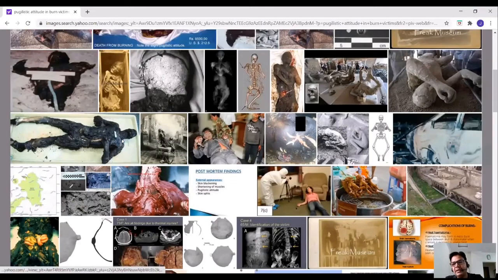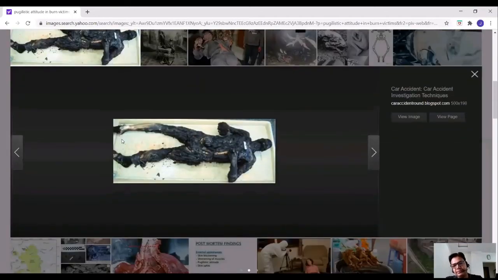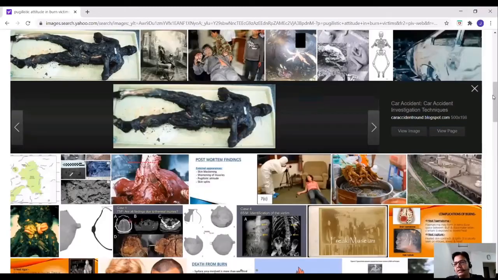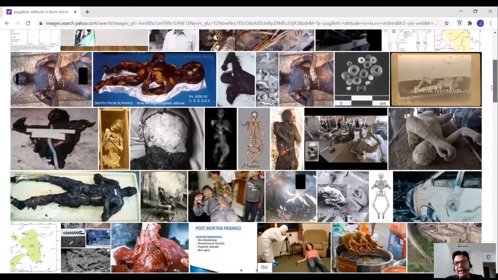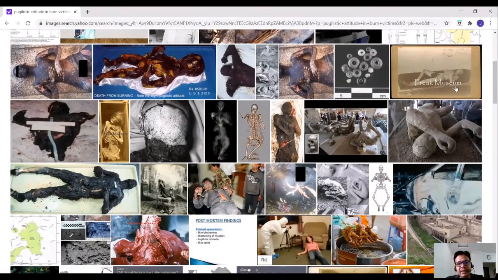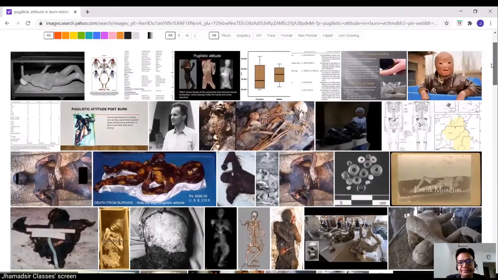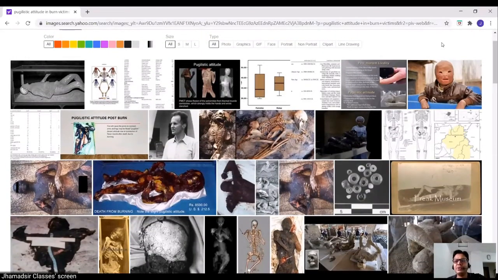This is pugilistic attitude. Can you see the picture? This is a contracted body posture known as pugilistic or fencing or boxing attitude. This picture can also come in the exam.